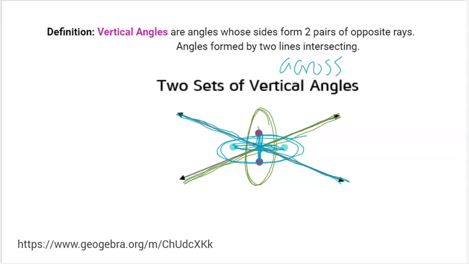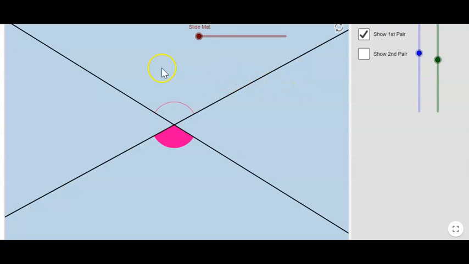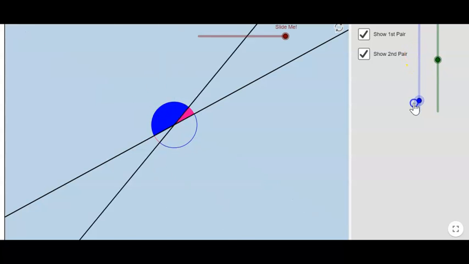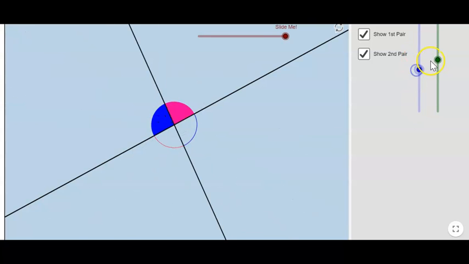So you're going to use this link, and it's in Schoology. Right below where you watch this video, there's a link to this GeoGebra activity, so you can mess around with it. Slide this, and you can see what happens when you slide that. You can show the first pair, you cannot show any pair, you can show the second pair, or you can show both pairs. And as you slide this, the lines move.